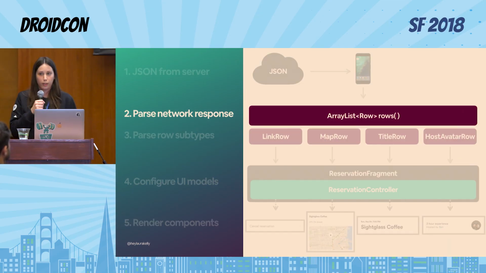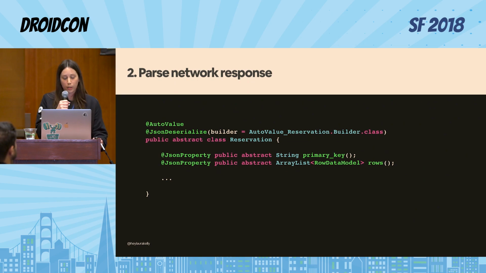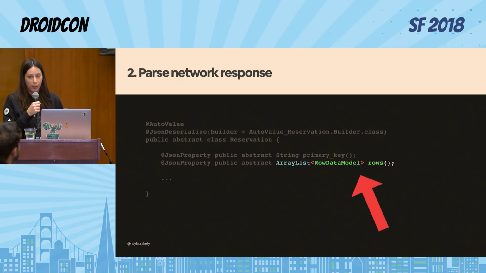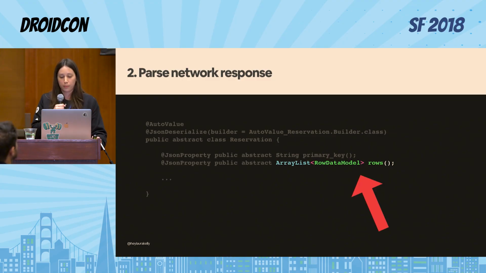Let's take a look at the code for that second step. So for this project, we're using a library called Jackson that probably a lot of you are familiar with that deserializes JSON. The main important part of this data class that's parsing that response is that there's pretty much just one important part of it. It's this array list of rows.